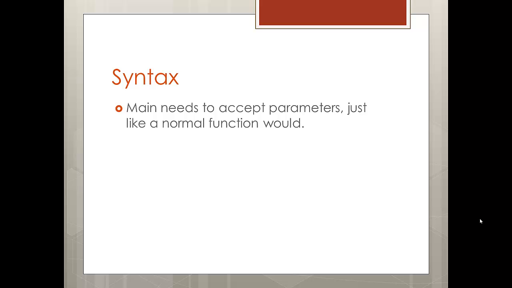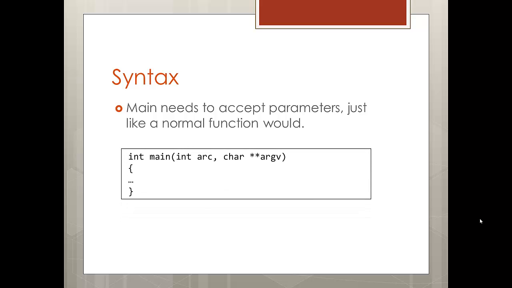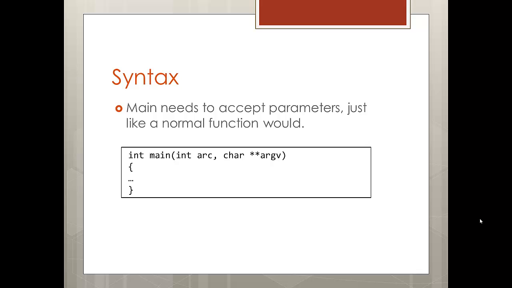In order to accept parameters, we must change main to use a certain syntax. Parameters into the program are passed into main. This code is pretty cryptic, so let's break it down and try to understand what argc and argv do.